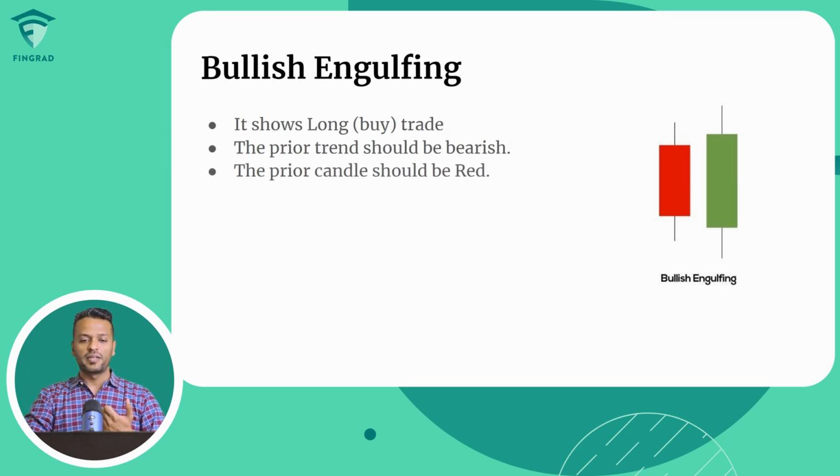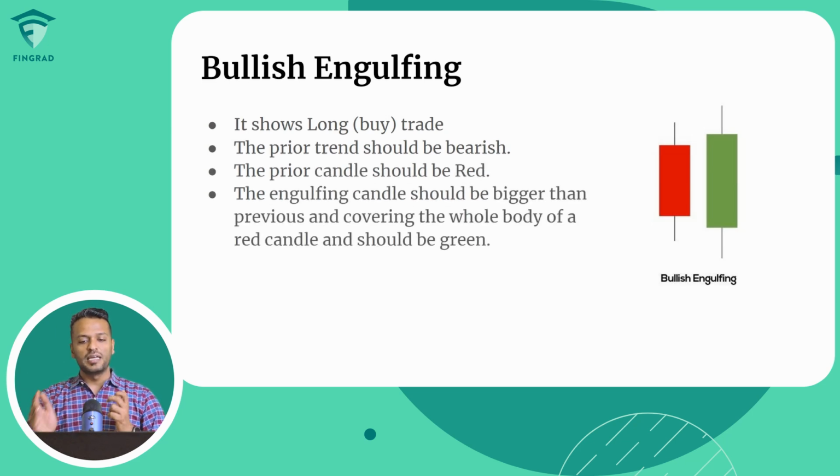The prior candle should be red, as I've already mentioned. The engulfing candle should be bigger than the prior candle. This is the most important and the only criterion for the formation of an engulfing pattern. For a bullish engulfing pattern, the prior candle should be red and the next candle should be green, and it should completely cover the body of the engulfed candle.